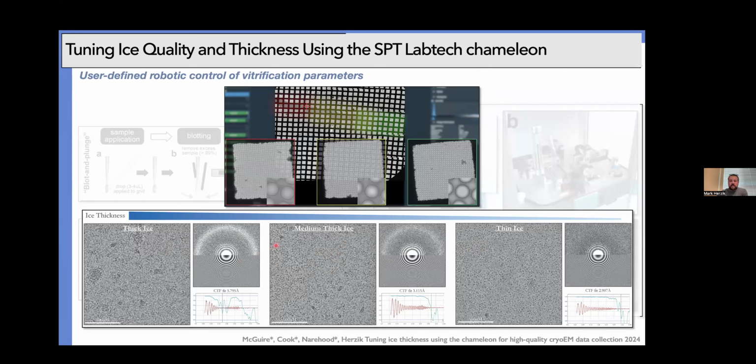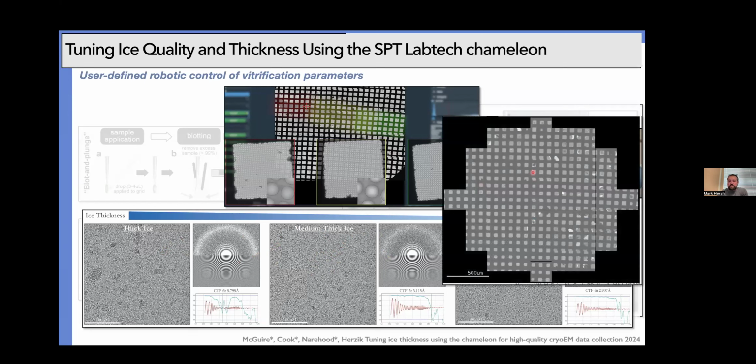And so what we've done is we've gone from this style of screening where we spend 30 to 40 minutes on each grid, identifying which grid square we want to collect on. And on the Chameleon, we can triage a grid in less than 5 minutes based on just quick screening. And we can move through sample to sample to sample very quickly, knowing that our thin sections are here, our medium thickness is here, and our thick is there. And we can basically tailor freezing conditions and data collection based on that type of outcome.